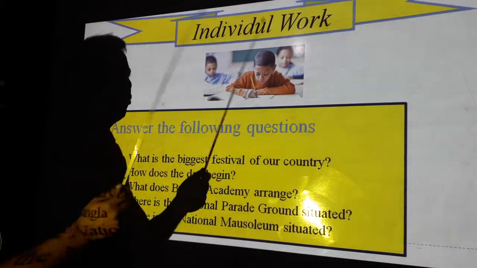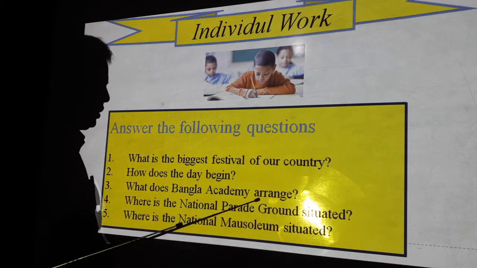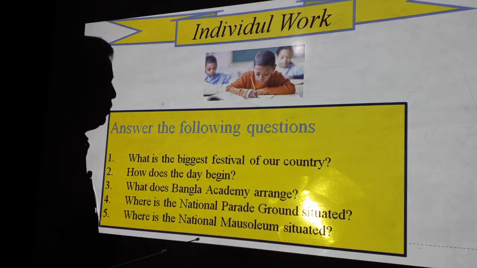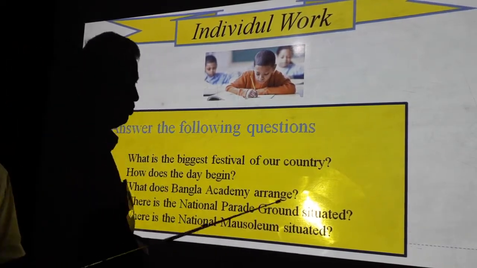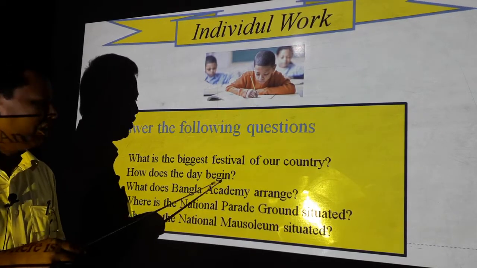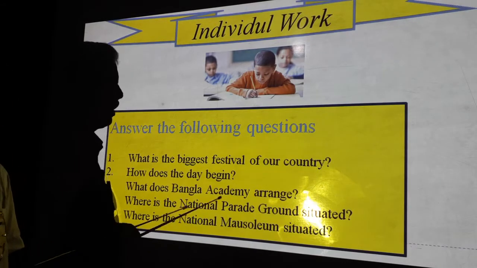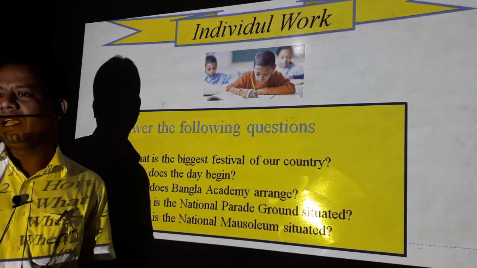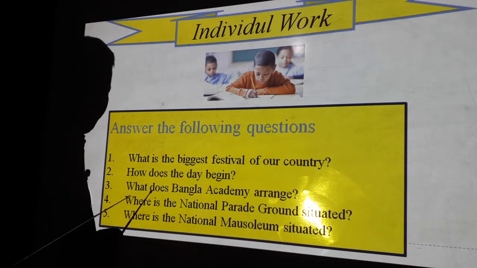Answer the following questions. What is the biggest festival of our country? The answer is: Independence Day is the biggest festival in our country. I think all of you know very well. Number 2, how does the day begin? The day begins with 31 gun shots. Number 3, what does Bangla Academy arrange? Bangla Academy arranges a special program.